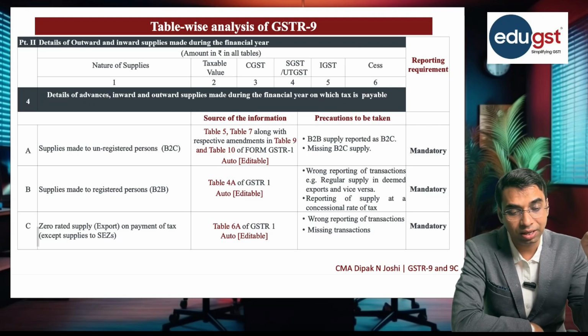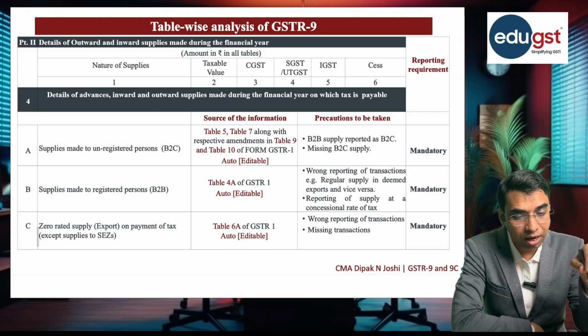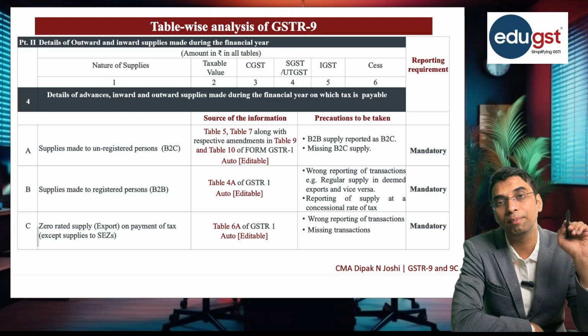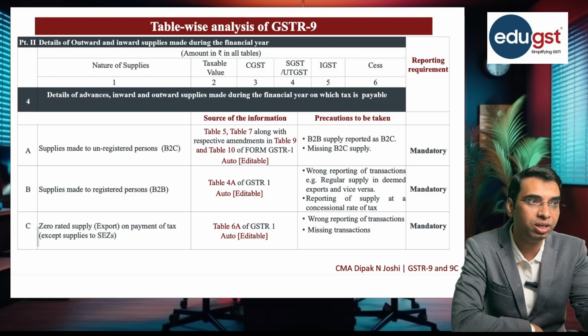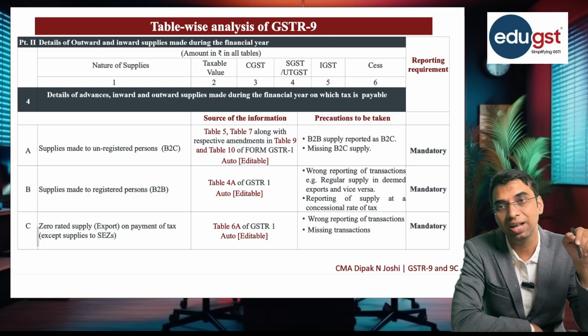In that case, the wording says outward and inward supplies made during the financial year. So whatever outward supplies you have made during the financial year, information with respect to that outward supply you are required to furnish in table number 4 and table number 5. Even if you have not furnished details of outward supply in your GSTR-1 or GSTR-3B, in that case you are required to furnish that missing information in GSTR-9.